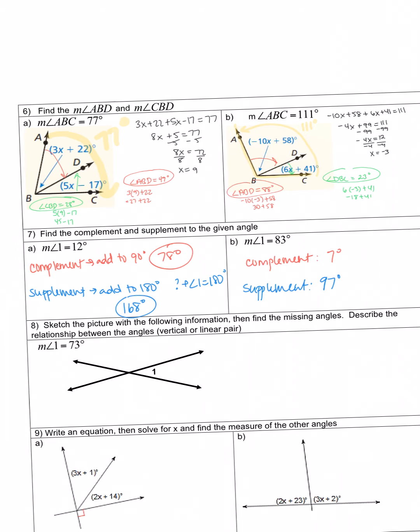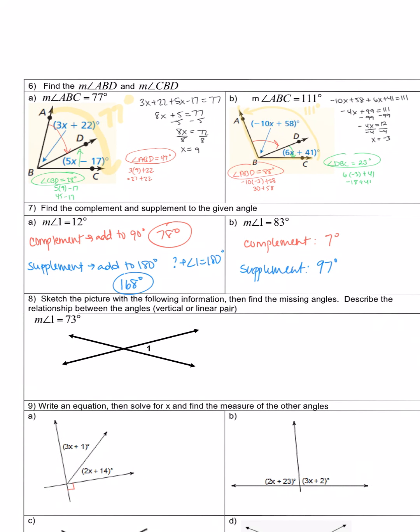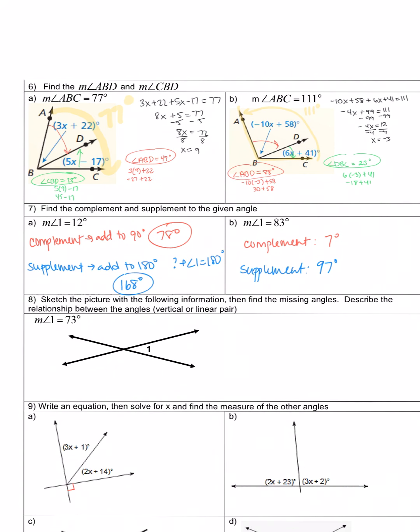Sketch the picture with the following information, then find the missing angles. Describe the relationship between the angles. All right, the measure of angle 1 is 73 degrees. All right, by vertical angles, this angle is also 73 degrees. Because remember, vertical angles, they're directly across from each other.